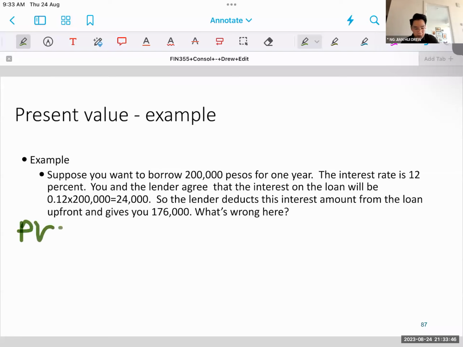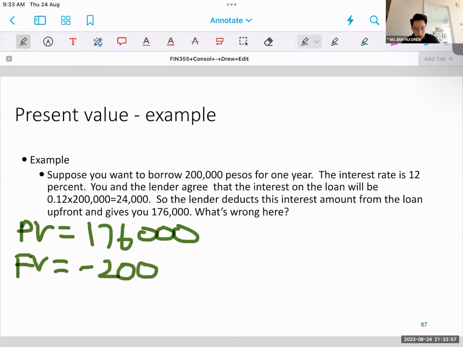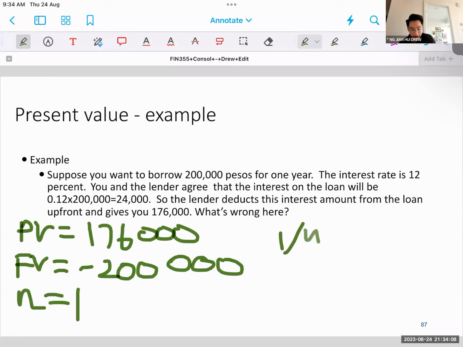So PV, what's your present value? You are getting money in, right? 176,000. This is the only thing you get. FV is what? You have to pay 200K in the future. N is what? Number of years is 1. Interest rate IY equals 12%. Remember in Excel, you have 12%, you have to convert it to decimal. So 0.12, don't put 12.